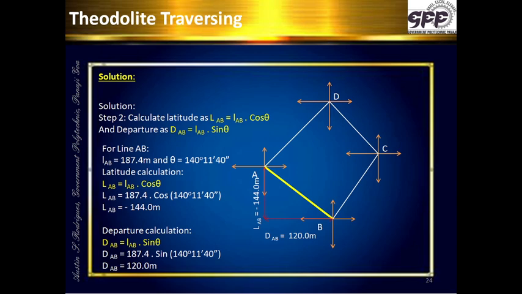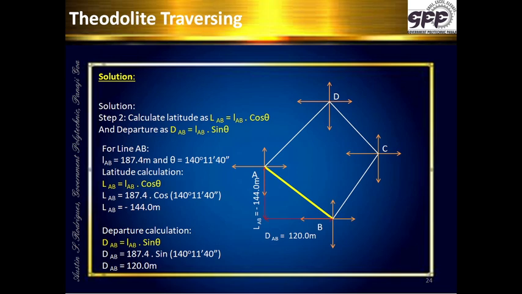Please note latitude AB, which is 144.0 meters, can also be called southing. Southing of AB is 144.0 meters. Because it is southing, we understand that it is downwards, so it is negative. Southing of AB is 144 meters.